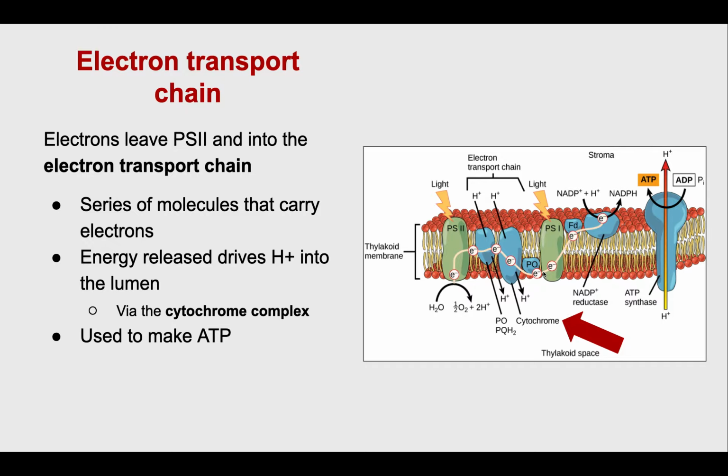Now one of the most important molecules in the electron transport chain is this cytochrome complex. When this cytochrome complex receives the electron, it moves hydrogen ions from the stroma into the inside of the thylakoid, into the thylakoid space. So the movement of electrons through this complex moves these hydrogen ions into the thylakoids. And this, again, is going to become important when we talk about creating ATP, that energy currency of the cell.